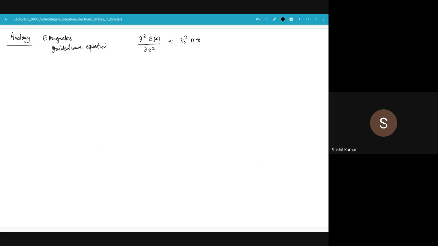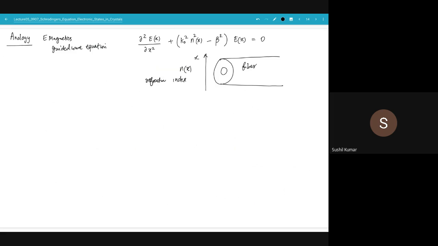And you have that waveguide, or an optical fiber. So nx is the refractive index in the x dimension, and x is the cross section of the waveguide. This wave is propagating in the y or z direction. So this is the guided wave equation. For example, this could be an optical fiber, and this could be the x dimension. So n is the index that changes in the x dimension, the refractive index. And the wave propagates in y or z. EM guided wave propagation.